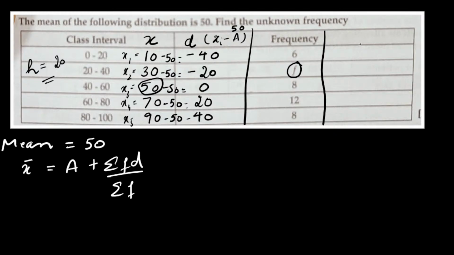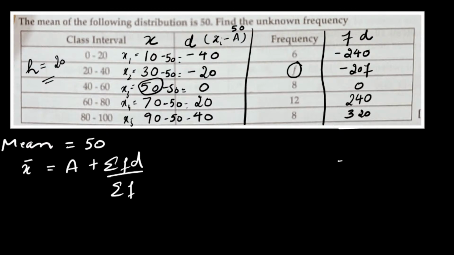The last column which we have to find is the column of FD. FD means F into D. So minus 40 into 6 is minus 240. Minus 20 into F is minus 20F. 0 into 8 is 0. 20 into 12 is 240. And 40 into 8 is 320. So I hope you are solving along with me.